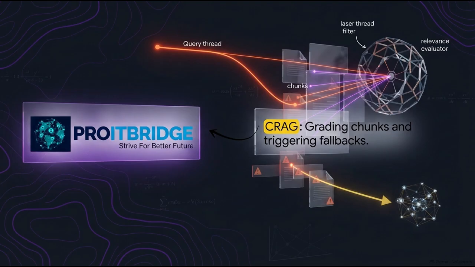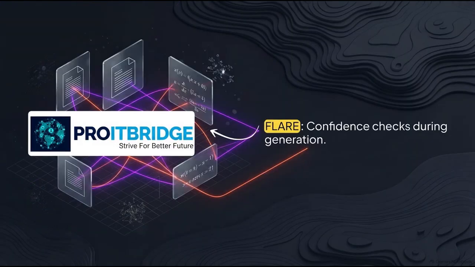It inserts a relevance evaluator that actively grades every single retrieved chunk. If a chunk scores high, great, pass it through. But if it scores low, meaning your internal retrieval totally missed the mark, CRAG is smart enough to pump the brakes and trigger a fallback web search to grab correct, real-time info from the internet before the LLM ever attempts an answer. Next up is FLAIR.